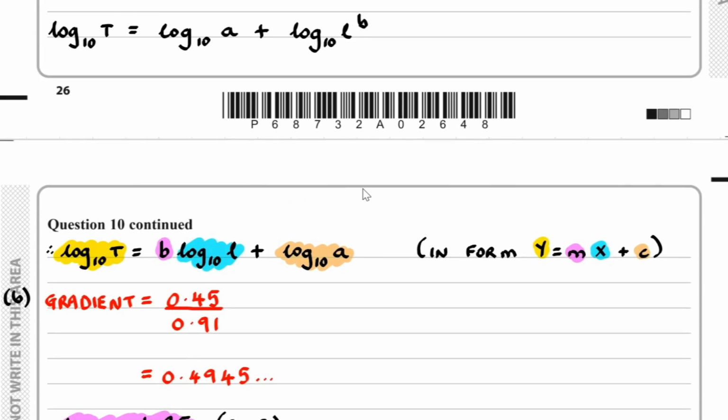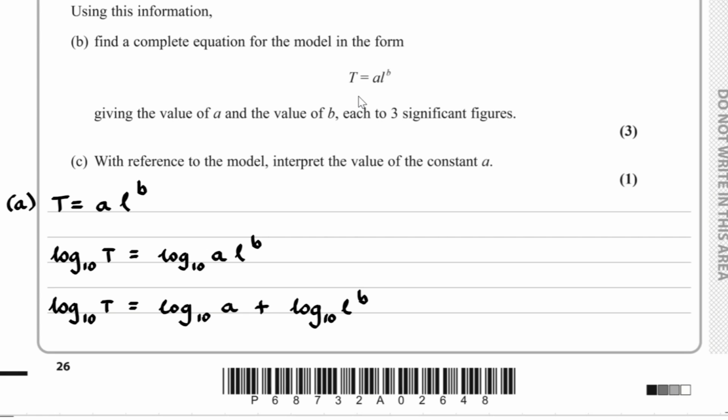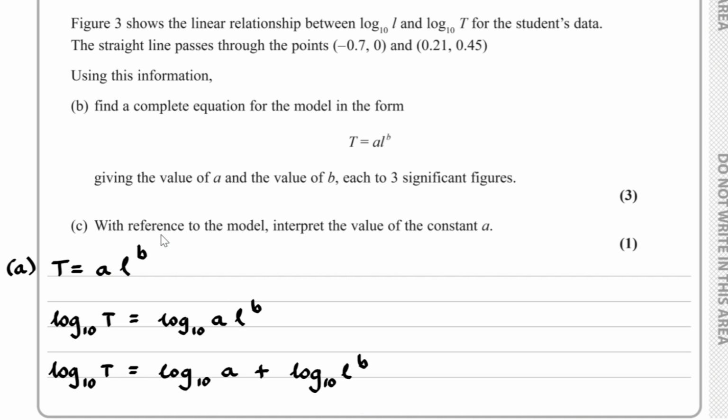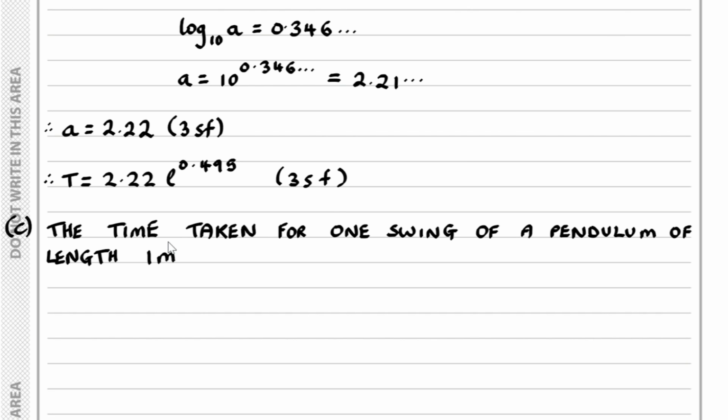Knowing the values of a and b, we can therefore conclude what t is. t is equal to 2.22 times L to the power of 0.495. The values here are given to three significant figures. For part C, with reference to the model, we have to interpret the value of the constant a. Of course, the value of a represents the time taken for one swing of a pendulum of length 1 meter.